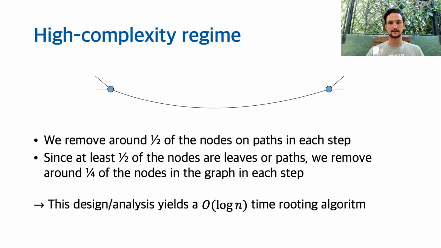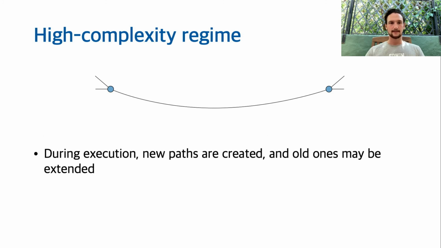Of course, I have omitted a lot of details, and the algorithm as such does not work. So the issues that must be resolved and are resolved in our paper are the following. During execution, new paths are created and all old ones may be extended. So what we mean by this is that if we have a path in some iteration, then some nearby nodes may turn into degree 2 nodes. So they may extend the path. And this creates some issues that one has to deal with.